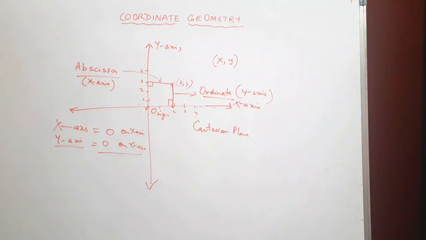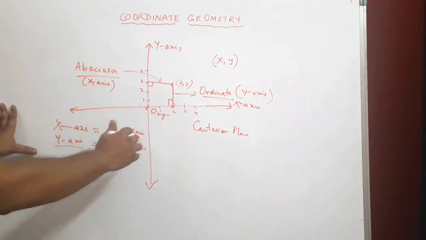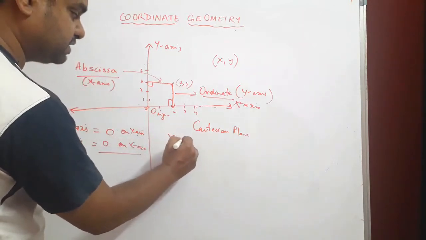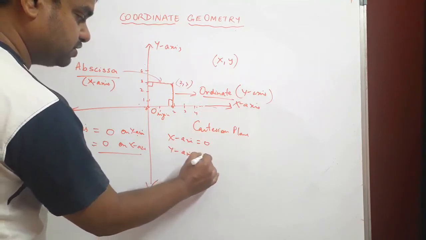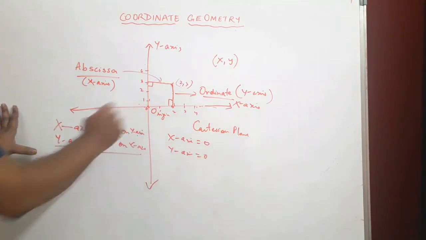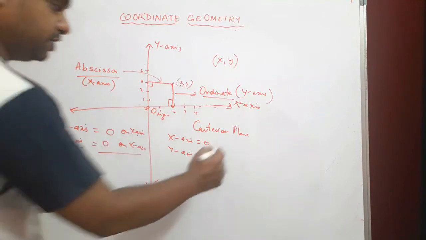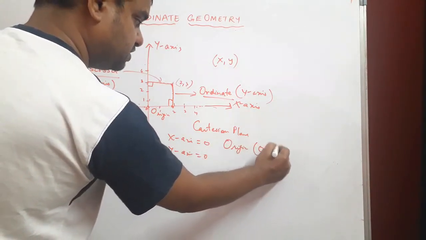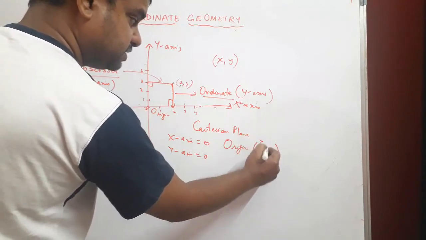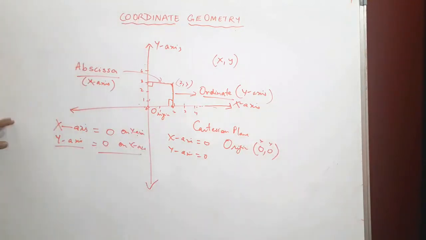Just for your knowledge, this is when it becomes 0. When do both of them become 0? That is, when does x become equal to 0 and y become equal to 0? When they meet at the origin. So the coordinates of the origin are what? The coordinates of the origin are 0, 0, showing that x is also 0 and y is also 0.